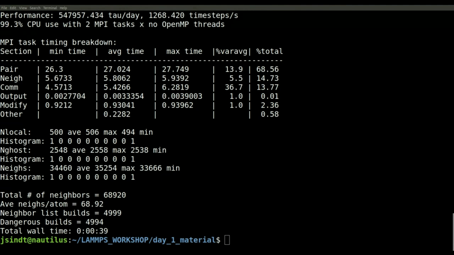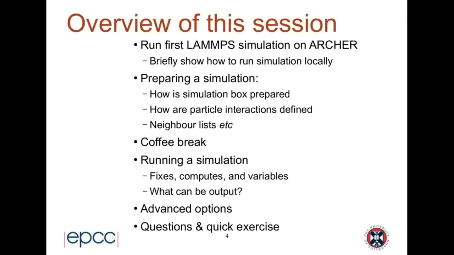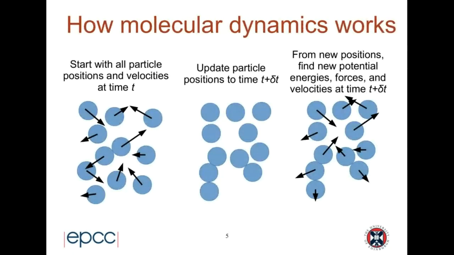So, what is LAMMPS? LAMMPS is a molecular dynamics code. What does a molecular dynamics code do? Well, it runs Newtonian classical physics. Basically, it's a classical Newtonian physics simulator where you set up a system with a certain number of particles. They can be atoms, they can be softballs, they can be whatever you want.